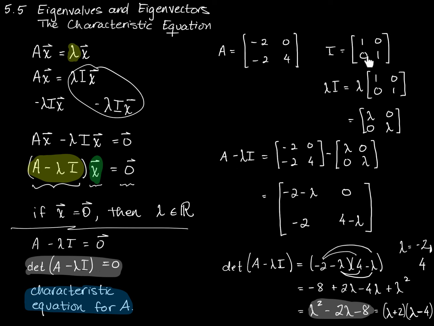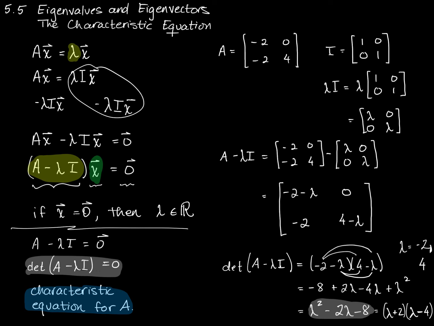So you have to set this up. You have to know what your dimensions are so you can find the right I. You scale it through by lambda. You subtract them. You create one matrix that's the result of that subtraction. Then you take the determinant of that, which gives you this quadratic. You solve the quadratic, and you have your values for lambda.